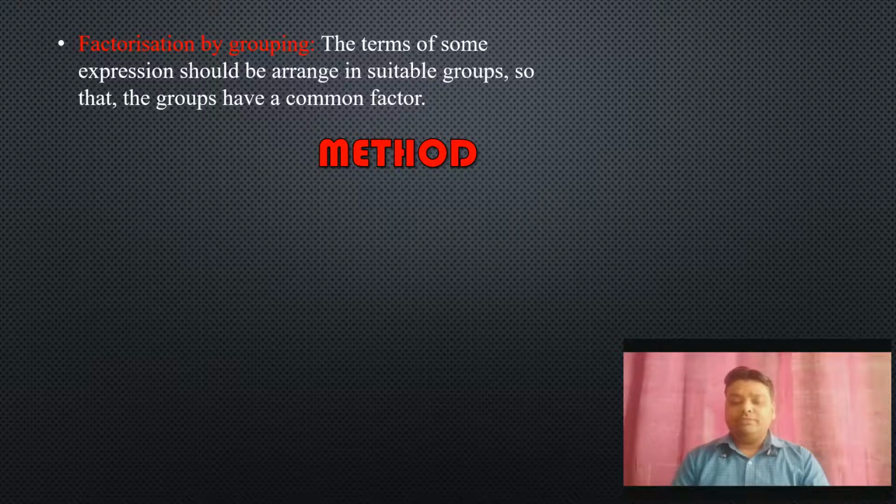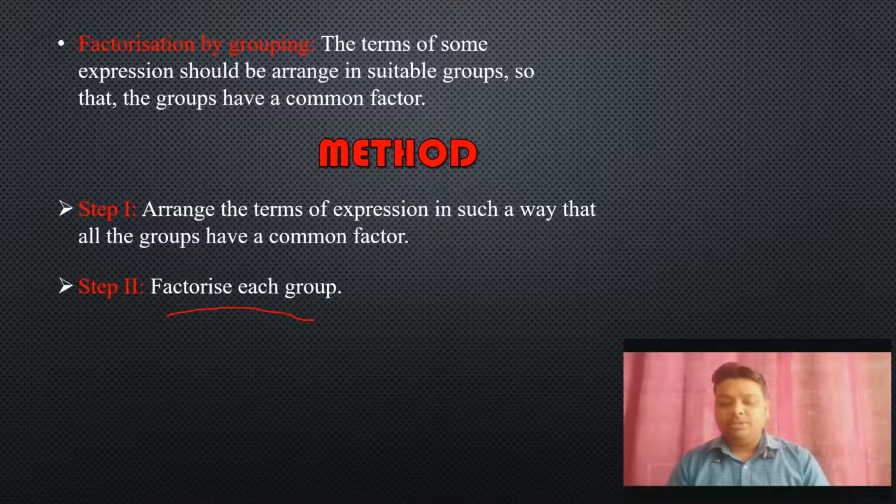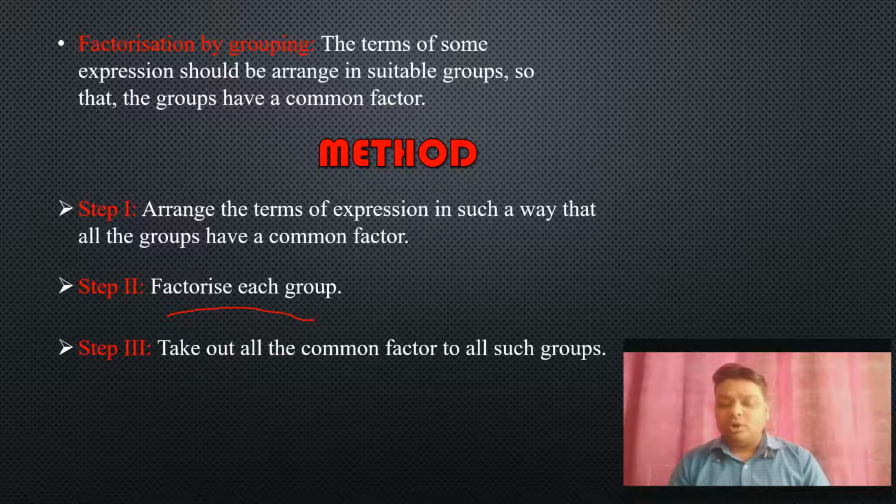Step 1: at first we will arrange the terms of the expression in such a way that all the groups have a common factor. Like this, as we have just said, we will separate the groups. Step 2: factorize each group. Then step 3: we will take out the common factor. Here you can see that we have to find the common factor of all such groups.